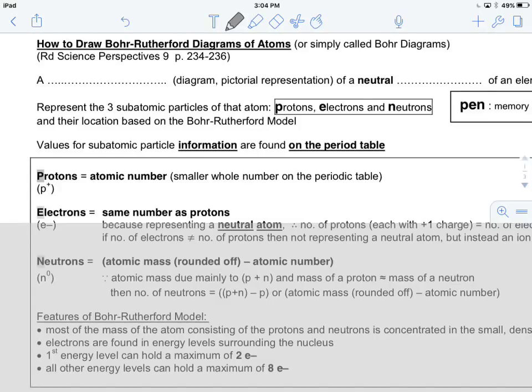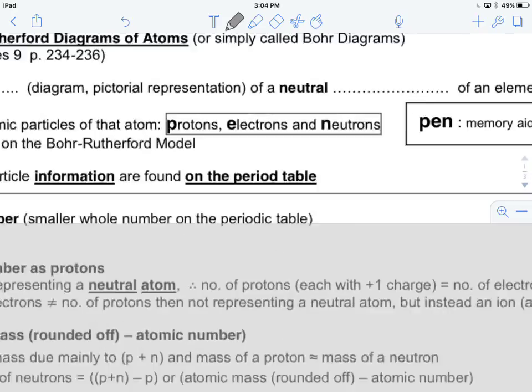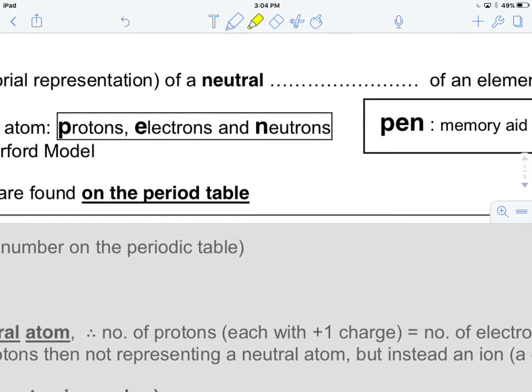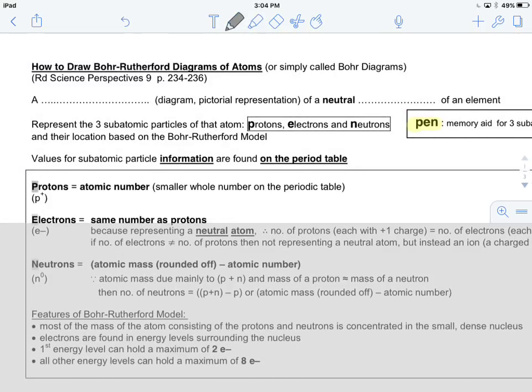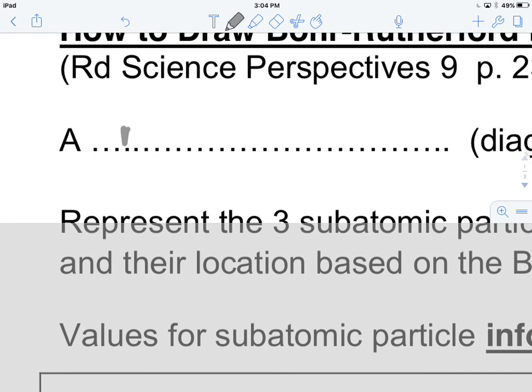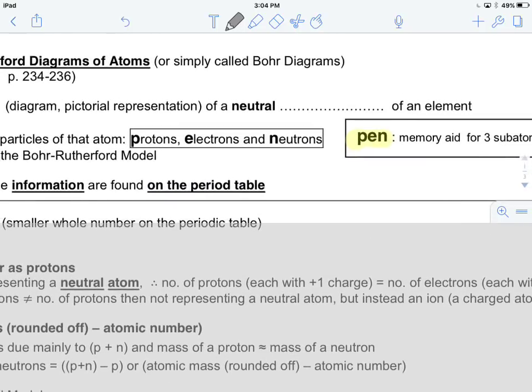Okay, so here we have a mini lesson on how to draw Bohr Rutherford diagrams. Last night, or last day, or whenever you watched the last lesson, you probably remember that you learned about the three subatomic particles of the atom, the protons, electrons, and neutrons. The Bohr Rutherford diagram is a model, which is basically just a representation or a diagram of a neutral atom.